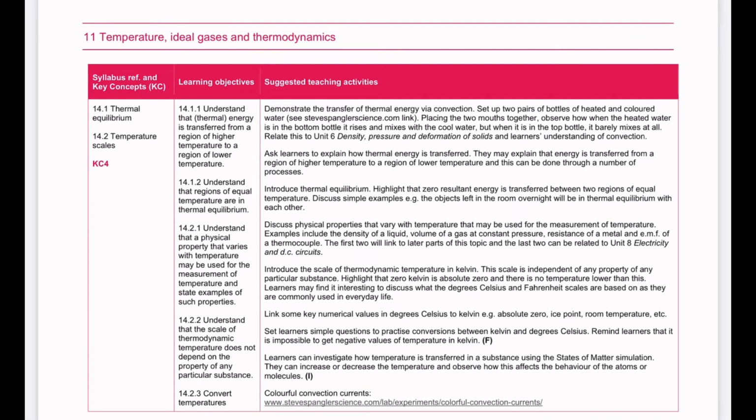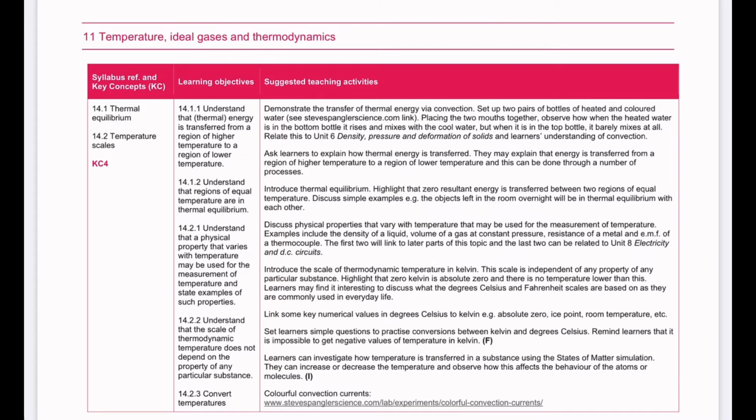Temperature, ideal gases, and thermodynamics. Key concepts. 14.1 Thermal equilibrium. Learning objectives. 14.1.1 Understand that thermal energy is transferred from a region of higher temperature to a region of lower temperature. 14.1.2 Understand that regions of equal temperature are in thermal equilibrium.